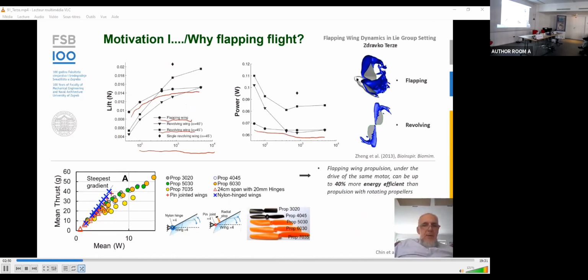On this diagram, we see a relation between a mean thrust and power, and here we see that flapping wing also performs better comparing to various different variants of rotary wings. According to some investigations, flapping wing propulsion under the drive of the same motor can be up to 40% more energy efficient than propulsion with rotating propellers.